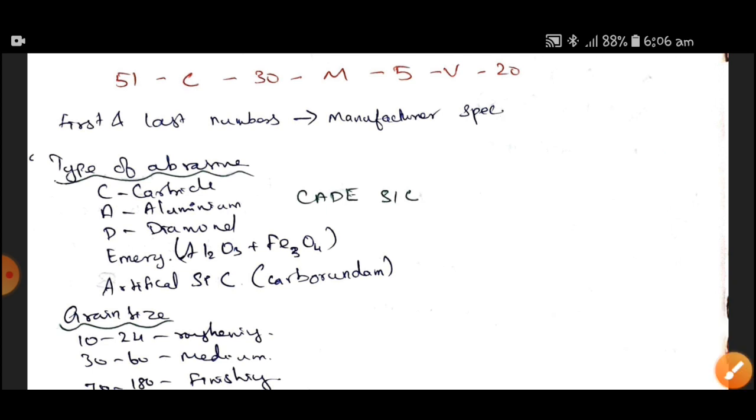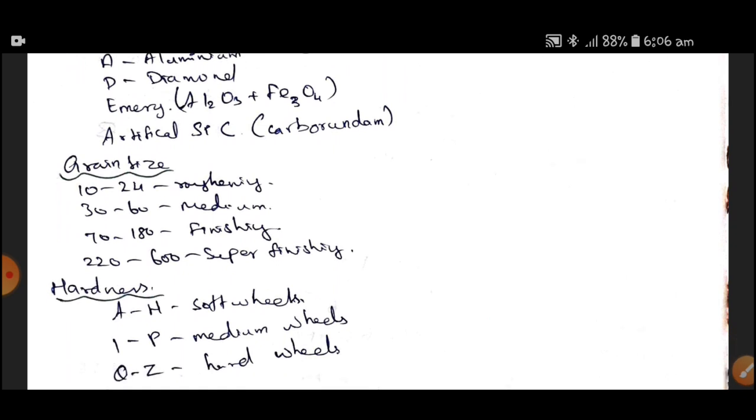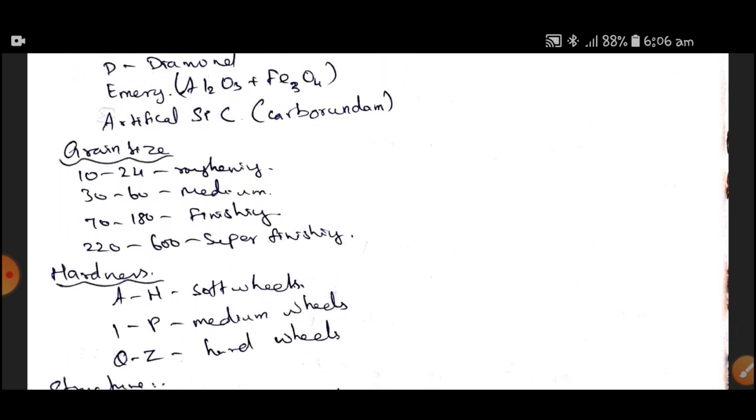Next is a numerical term, the third term, which gives the grain size. If the number is between 10 to 24, it is for roughing operation. When it is 30 to 60, it is medium, 70 to 180 is for finishing, and 120 to 600 is for super finishing operations.